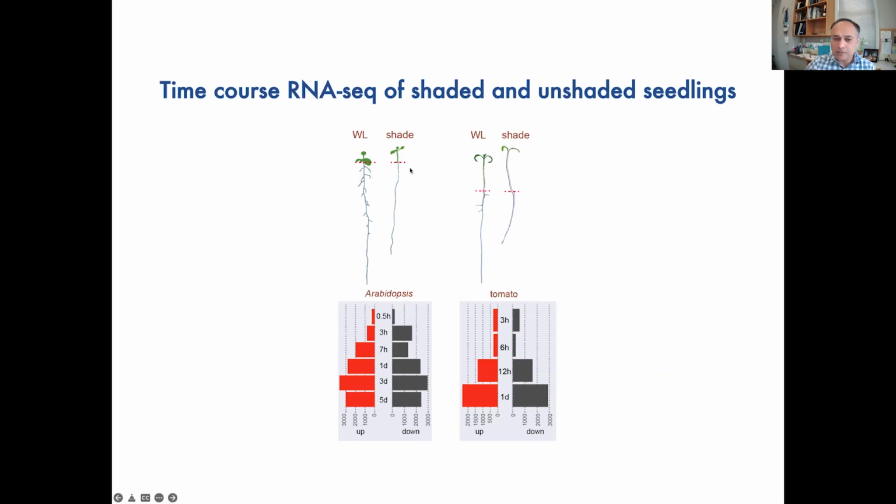We looked at the gene expression pattern in unshaded and shaded plants, where WL means white light. We did it in Arabidopsis and tomato, so we compared two species. We looked at the gene expression pattern in the dissected roots grown in these conditions, and we used a technique called RNA-seq. Basically, we can look at global gene expression patterns over time, so we did a time course. In Arabidopsis, we took samples at half an hour, 3 hours, and so on until 5 days. In tomato, we started with 3 hours and stopped at 1 day.